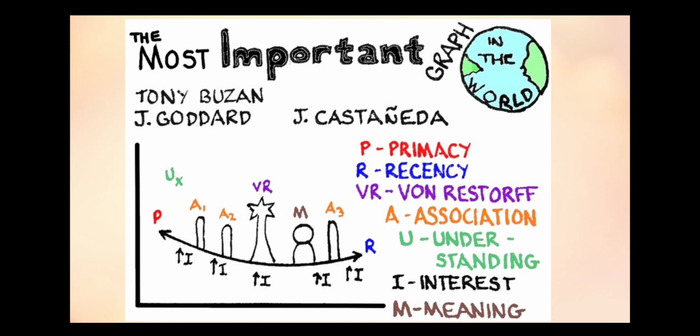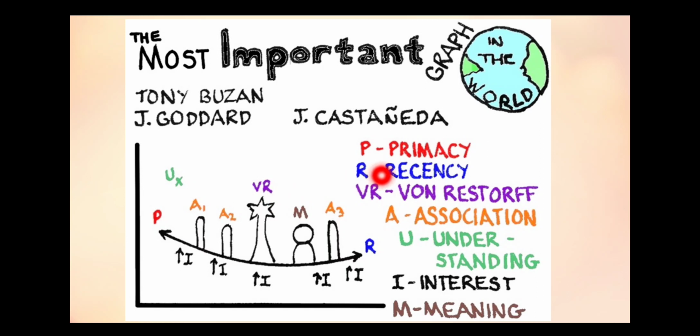The most important graph in the world is in a book written by Tony Buzan, J. Goddard, and J. Castaneda. Tony Buzan is the founder of the mind mapping technique, which is a very important memorizing technique. In this series, we'll come across that too. Now, in this graph, you can see that your study time begins at P and ends at R. And in the middle, there is a sag. So, P and R are high, whereas there is a sag in the middle.